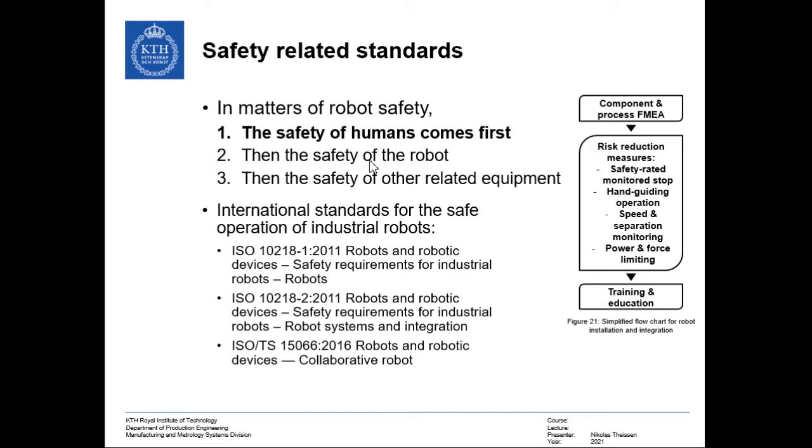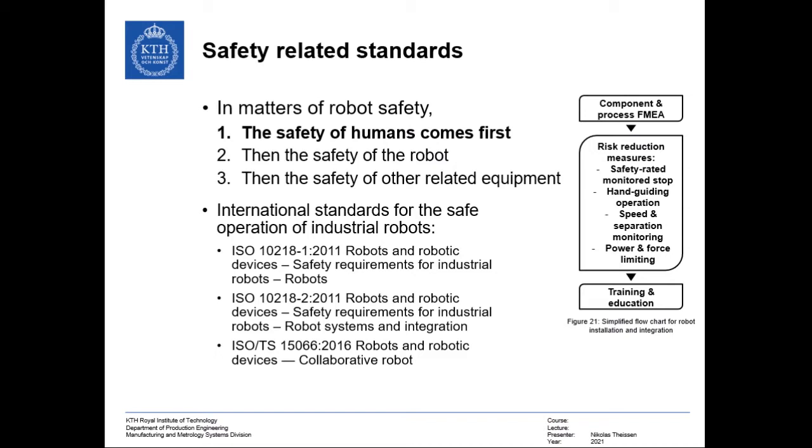the safety of other related equipment. The following international standards for the safe operation of industrial robots exist. There is ISO 10218-1, which is mainly focused on the designers for industrial manipulators. It contains information about singularity protection, component malfunction, as well as motion control.